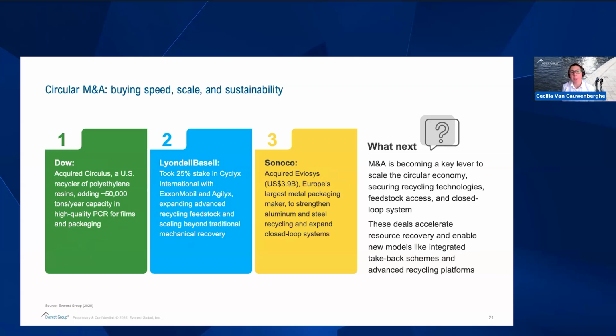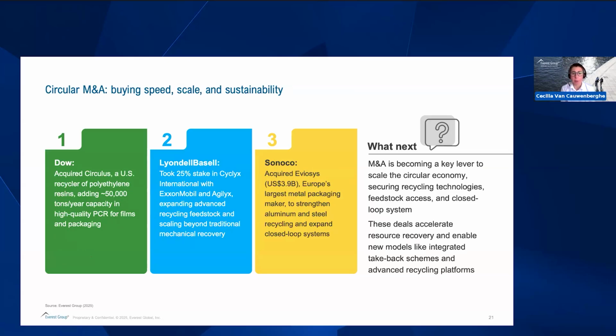When circularity matures, speed becomes critical. Companies cannot wait for organic capacity growth, and they need to acquire technology, feedstock, and talent that already operate at scale. That is why mergers and acquisitions have become the fastest pathway to operational circular capability.